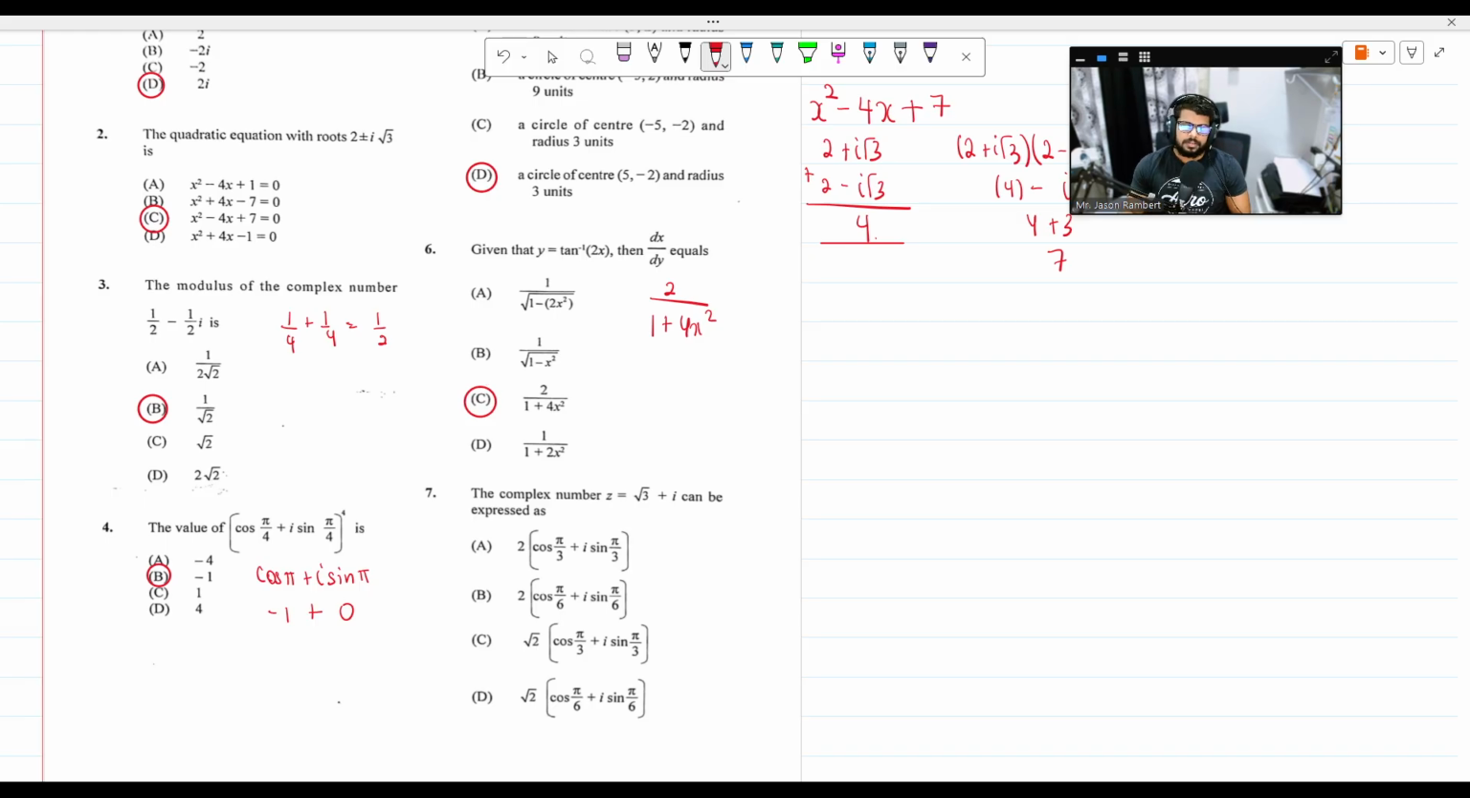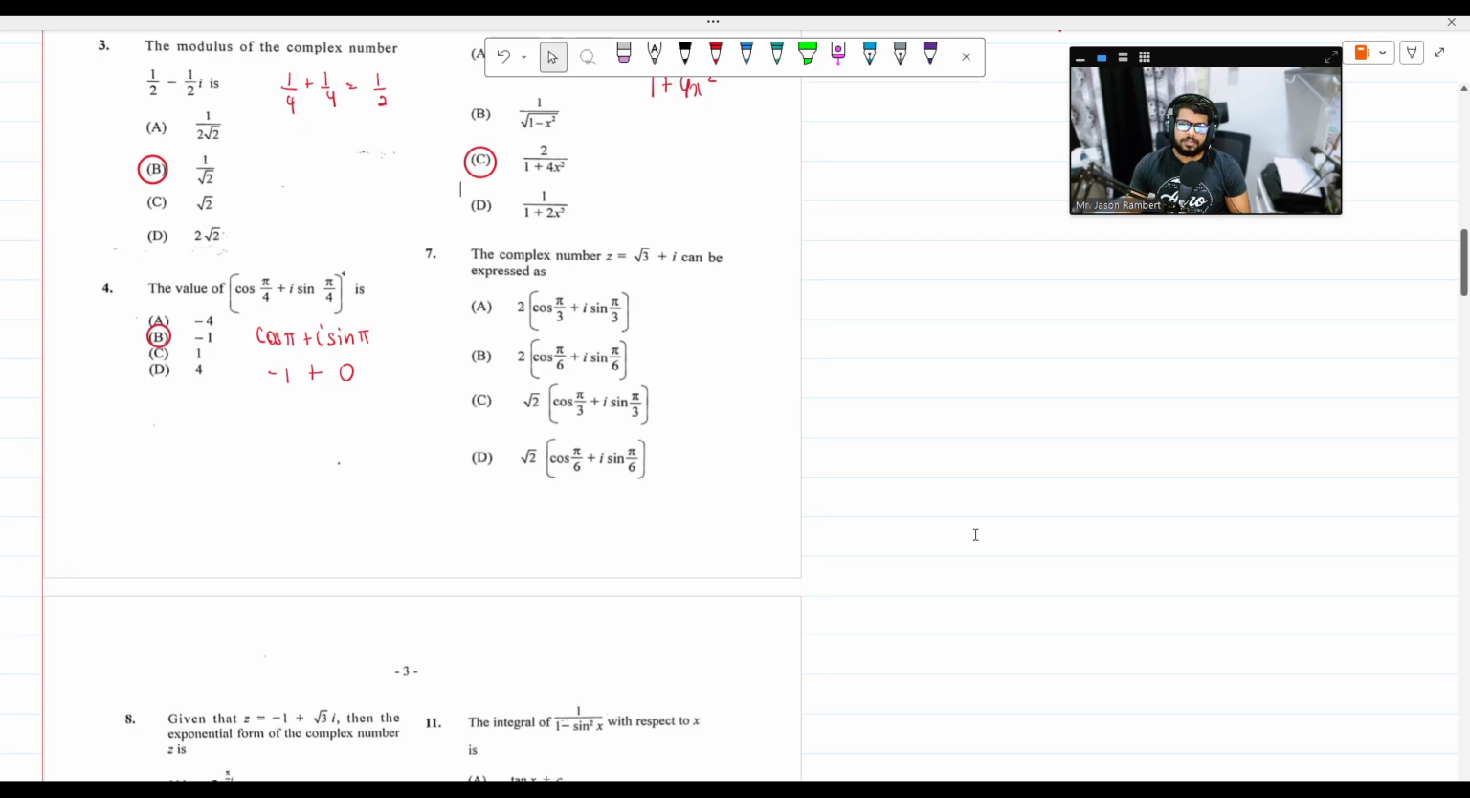Number 7, the complex number z is equal to root 3 plus i can be expressed as, so let me get r, which is the magnitude or the modulus of the complex number. Root 3 squared is 3, and 1 squared is 1, so 3 plus 1 is 4. The square root of 4 is 2. So it's either here or here. And then let's get the argument. So tan inverse of 1 on root 3, that's going to be pi on 6. And this is in the first quadrant. So the argument is pi on 6. So the answer is B.